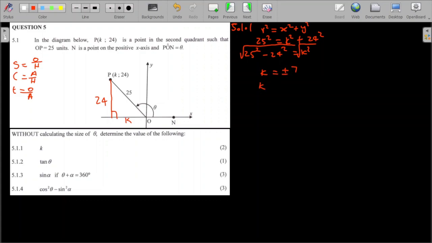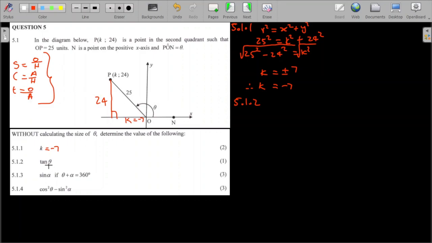What is very important is that the value of k we're looking for is the one that is negative, so negative 7. So the value of k here is going to be negative 7. That is very, very important. The value of k is negative 7. And then 5.1.2. I've written this down. It is very important to understand and to know this.